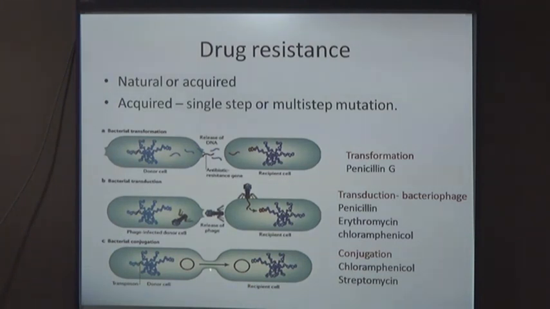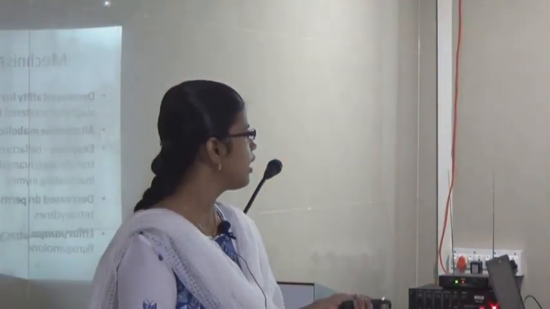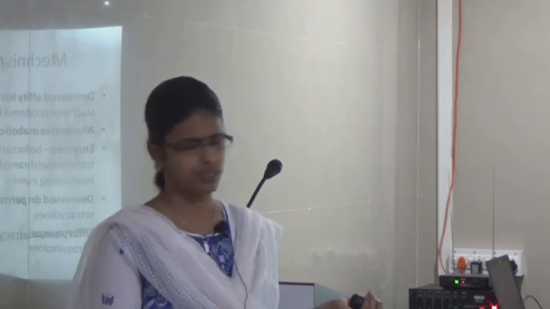And the other one is conjugation, by means of sex, by contact. And the drugs are chloramphenicol and streptomycin. So these drugs spread resistance by means of these mechanisms: transformation, transduction, and conjugation. And the next, other types of resistance.